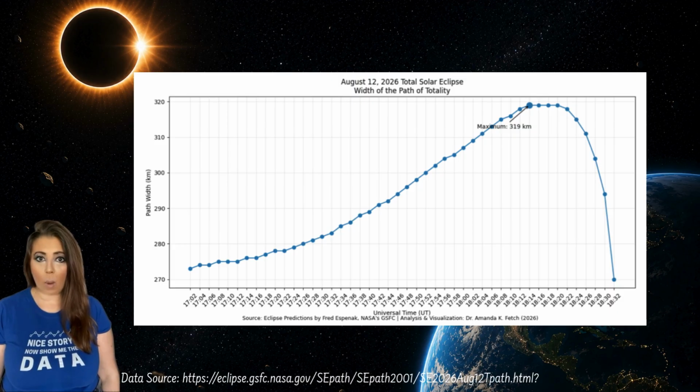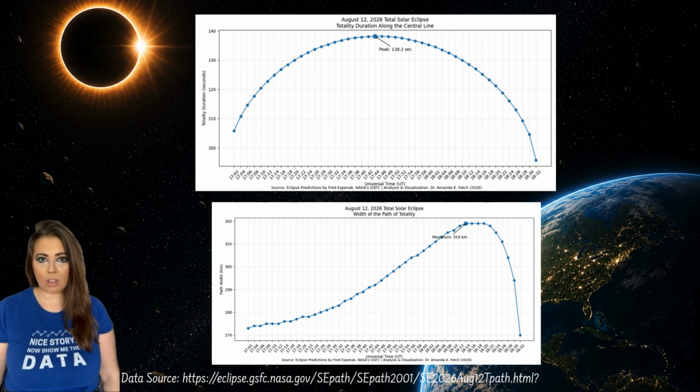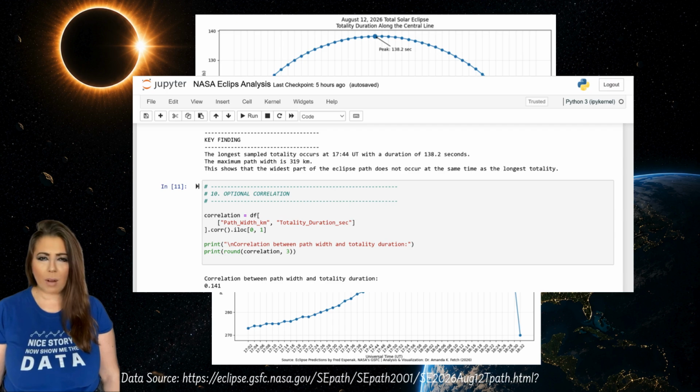Now, you might assume that a wider path means a longer period of totality. But these two charts show why that's not necessarily the case. The longest totality occurs around 1744 UT, while the widest portion of the path occurs roughly half an hour later. I compared width and duration across the dataset, and the simple correlation was only about 0.14. Very weak positive relationship in these observations. That doesn't mean width and duration aren't related in eclipse physics. It means width alone doesn't explain how long totality lasts along this particular eclipse path.